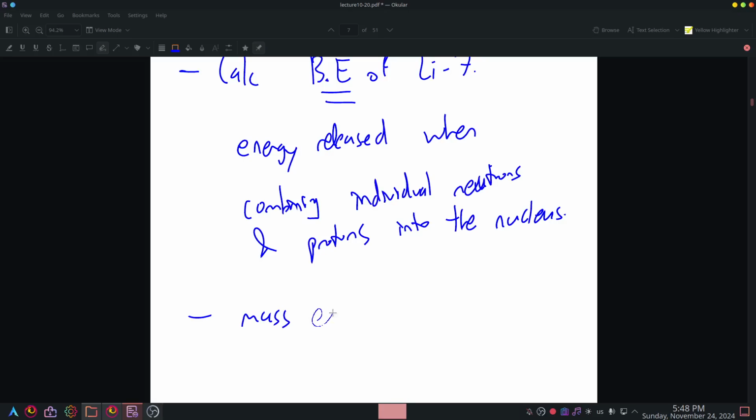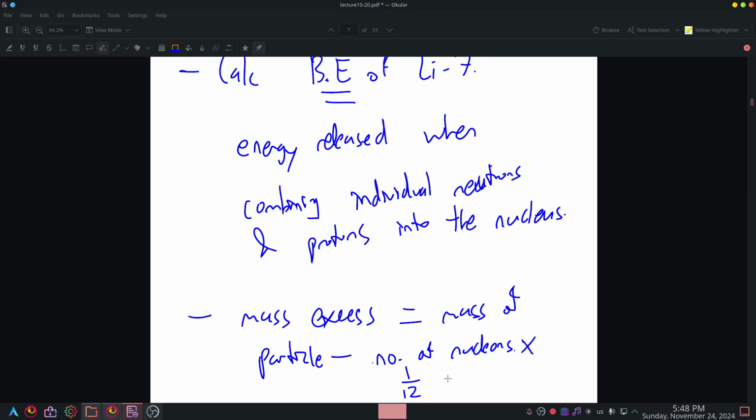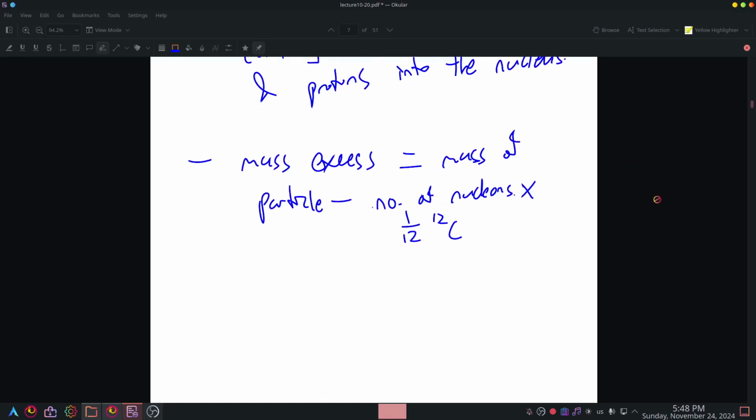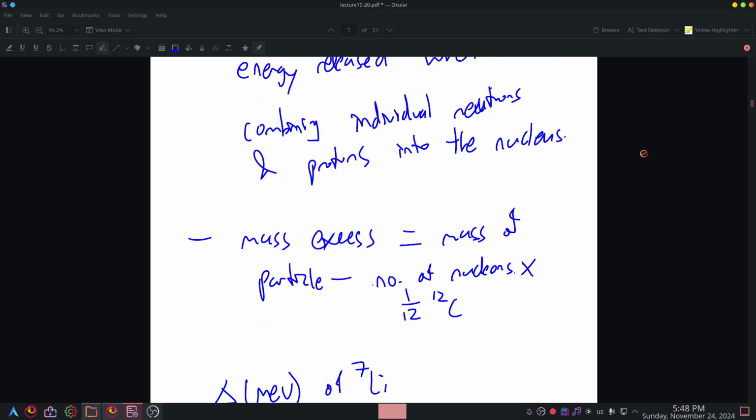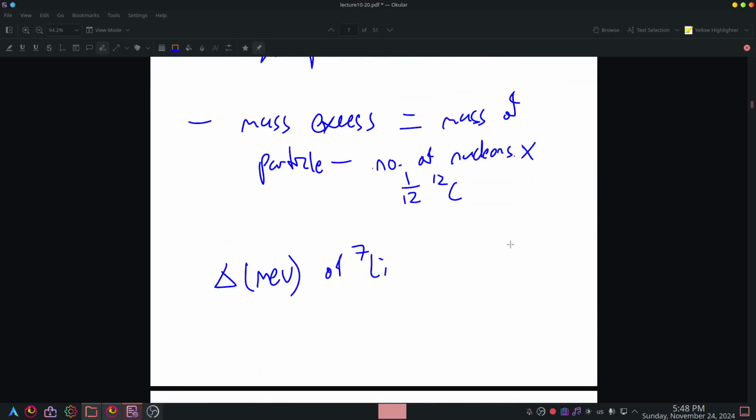Mass excess equals the mass of the particle minus, well, the number of nucleons. That's the easiest way, okay? Number of nucleons times 1/12 the mass of carbon-12. All right. So what is the mass excess of lithium-7 in MeV? Okay, that equals 14.907 MeV.